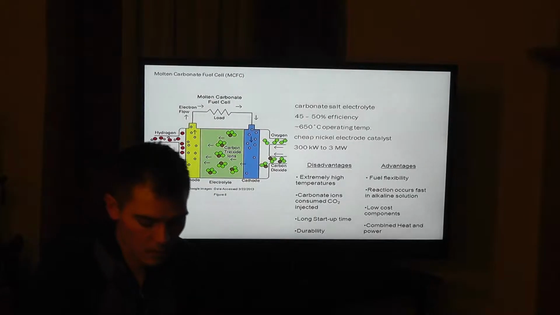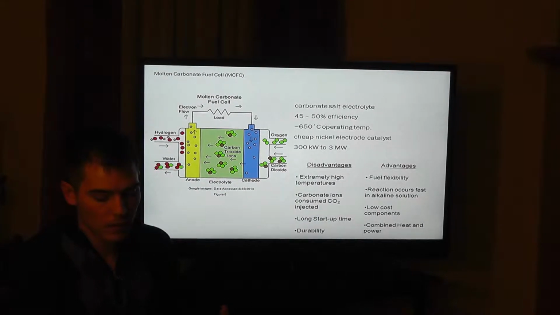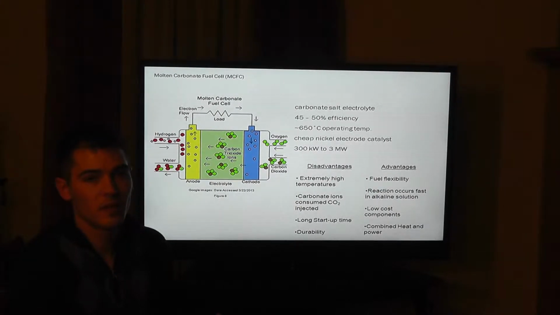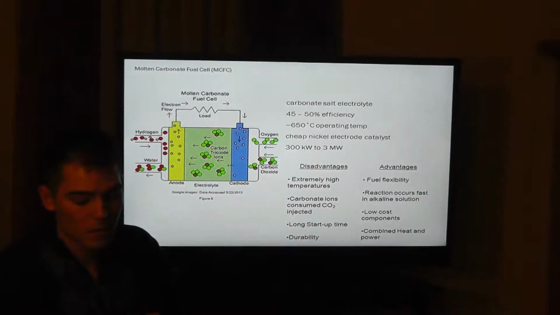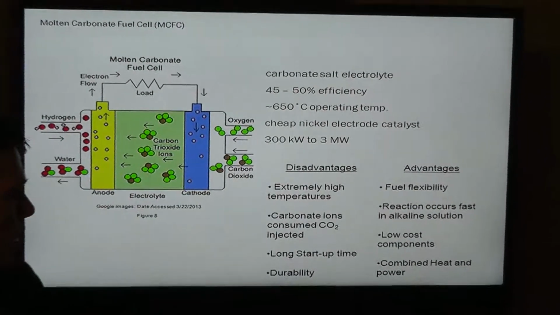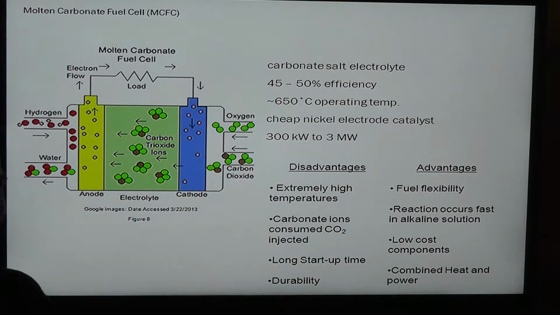The next type of fuel cell is the molten carbonate fuel cell, and this one has a very high operating temperature. As you can see, it's 650 degrees Celsius. What they can do with that is called combined heat and power, and they can take that energy that otherwise would be lost, harness it, and transfer it into something more useful.